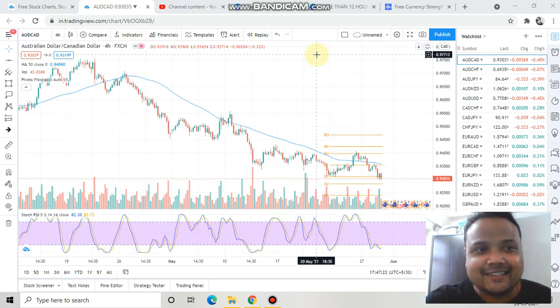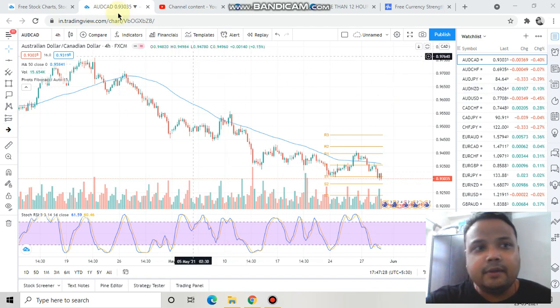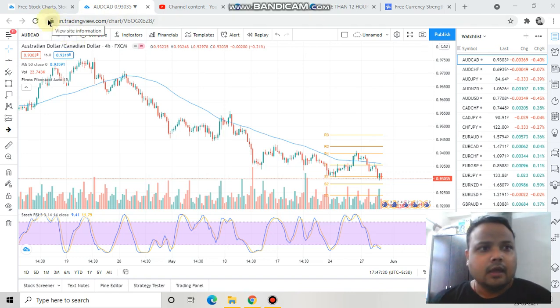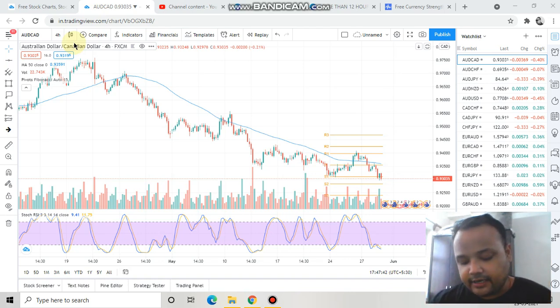So let's get started. This is the chart of AUDCAD, Australian dollar, Canadian dollar, and as you can see, I'm in the Forex time frame. And if you have watched my previous videos, then you cannot deny the fact that we have got plenty of opportunities, and yes, we have made good money also. Because the chart is very simple in case of AUDCAD.